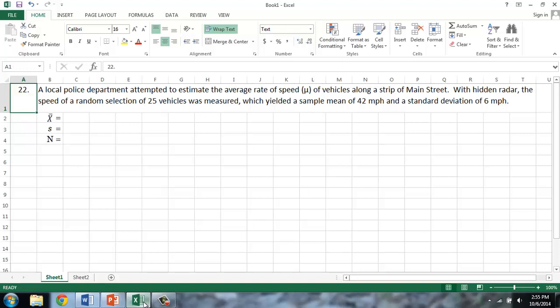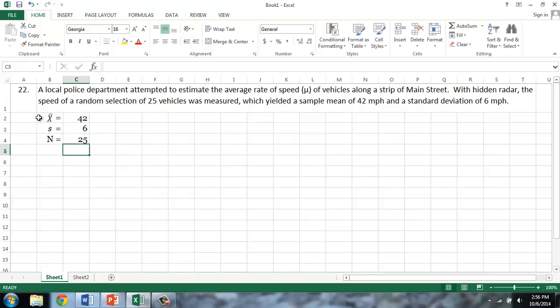Specifically, with hidden radar, the speed of a random selection of 25 vehicles was measured, which yielded a sample mean of 42 miles per hour and a sample standard deviation of 6 miles per hour. The first step in solving this problem is to determine what data we have. According to the question prompt, the sample mean was 42 miles per hour. You'll notice I use x-bar. This is because this is a sample mean. Similarly, s, or the sample standard deviation, was 6 miles per hour, and this was for a random selection of 25 vehicles, which is our n.